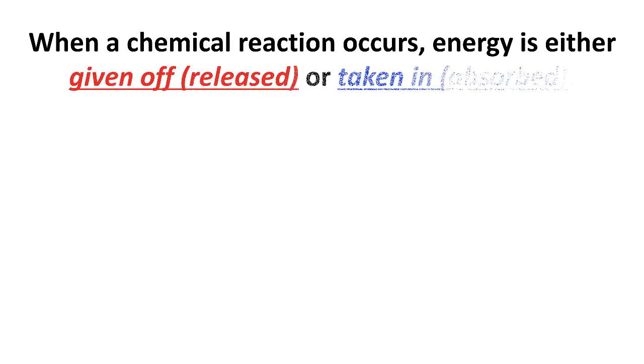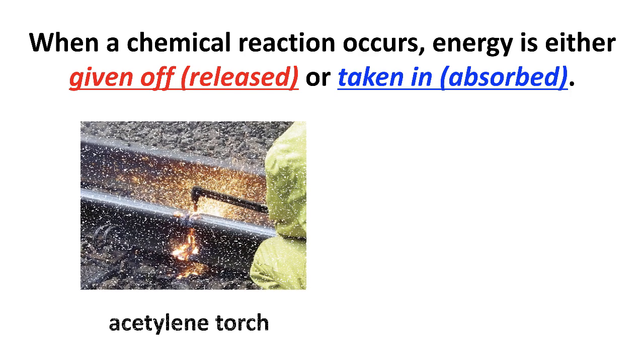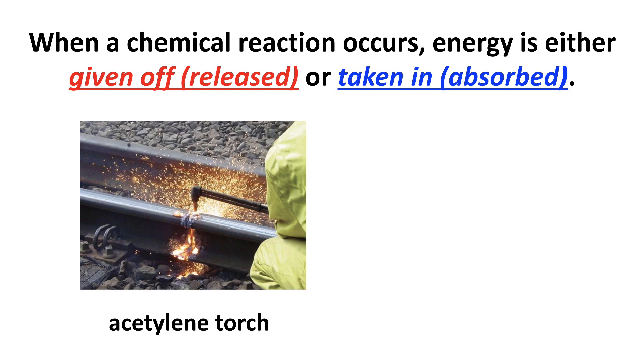When a chemical reaction occurs, energy is either given off or released by the reaction, or energy is taken in or absorbed by the reaction. For example, in an acetylene torch, acetylene combusts. It produces a lot of energy during that combustion process, and in fact it produces so much energy that it can be used to weld railroad ties together.